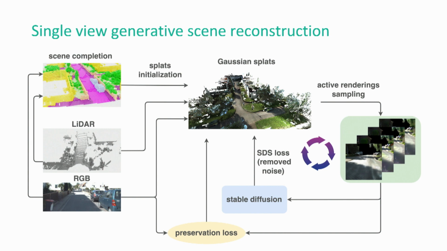And another thing that I said before is, can we generate a whole scene just starting from a single view? So we take RGB and LiDAR, we apply some scene completion, we generate Gaussian splats for that. We sample, hopefully actively, from this Gaussian splatting, and then we pass it through Stable Diffusion. We apply SDS loss, which is score distillation sampling loss, and then we effectively denoise the Gaussian splats. And that's all. Thank you.